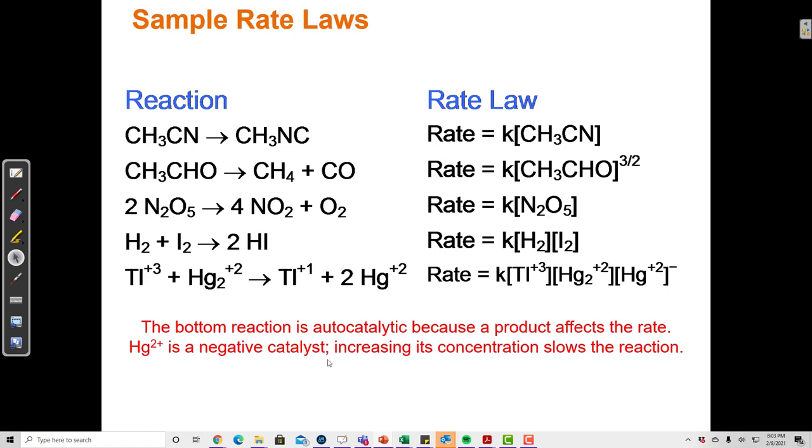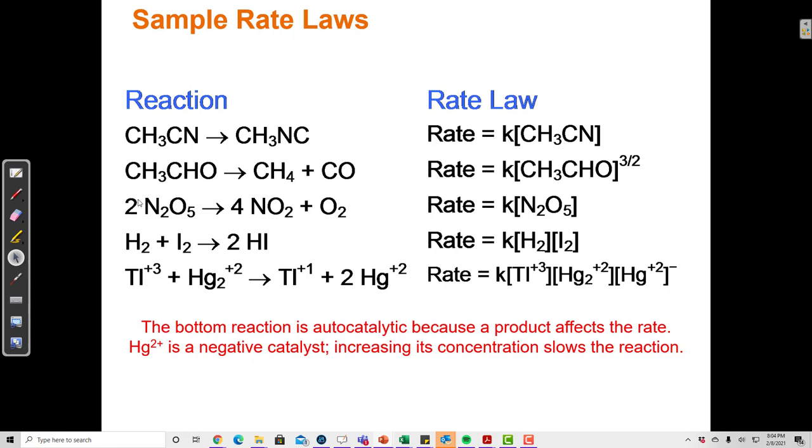Hg2+ is a negative catalyst, and increasing its concentration slows the reaction down. So this is a strange reaction, and it's strange because the product is affecting the reaction. In none of these other reactions does a product appear in the rate law. The rate of this reaction is only a product of the reactants. The rate of this reaction, only a product of the reactants. The rate of this reaction is a product of the reactants and one of the products. So this is an oddball.